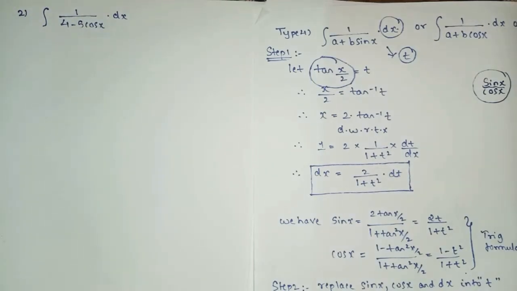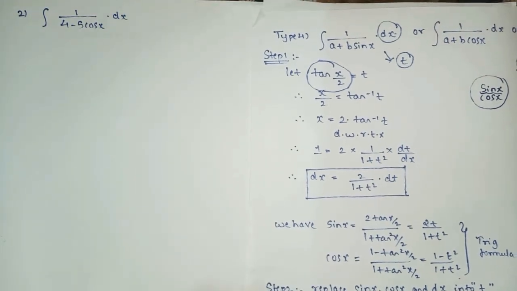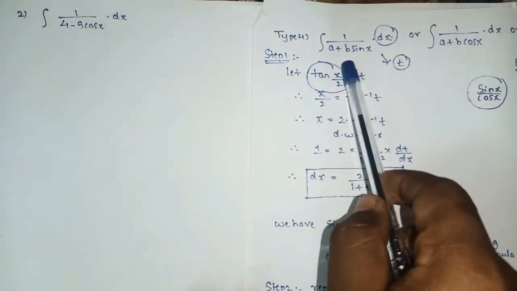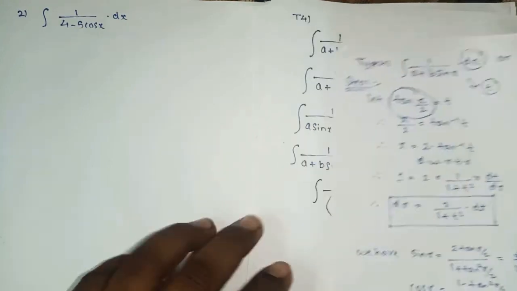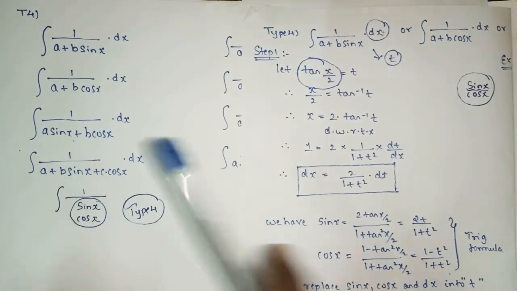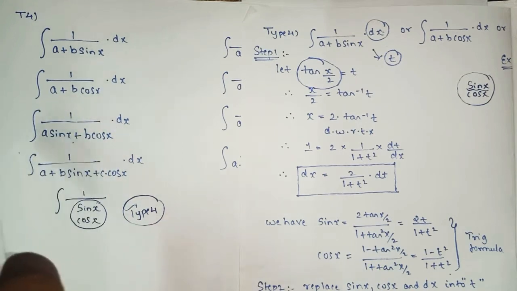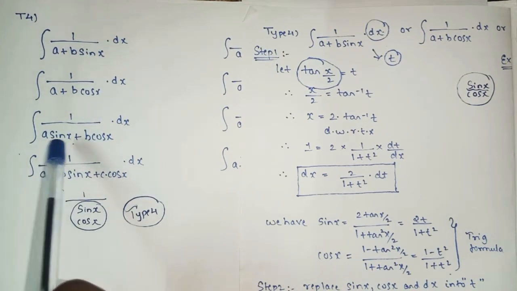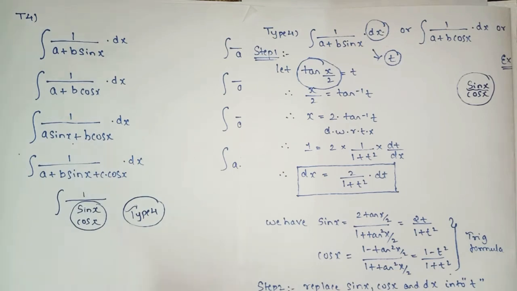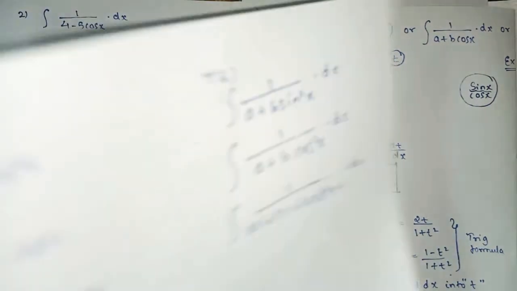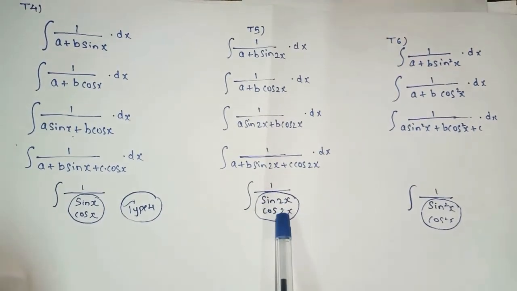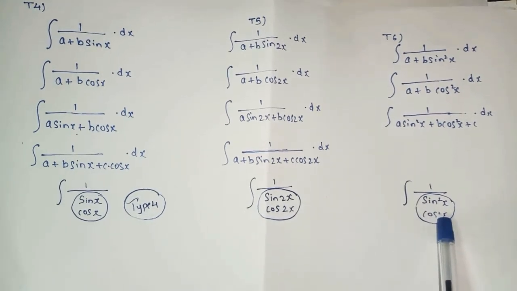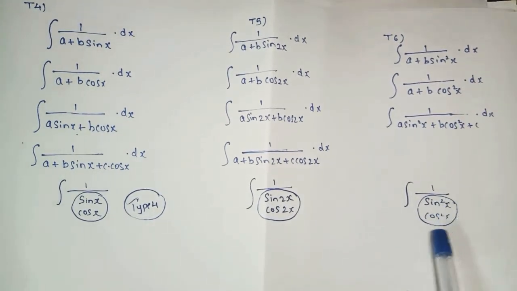Hello students, as in the last lecture, we started with the type number 4, which was in the form of integral 1 upon a plus b sin x, 1 upon a plus b cos x, or sometimes it will contain both sin and cos. As I told, remember type number 4 as 1 upon sin x cos x, type number 5 as 1 upon sin 2x cos 2x, and type number 6 as 1 upon sin square x cos square x.